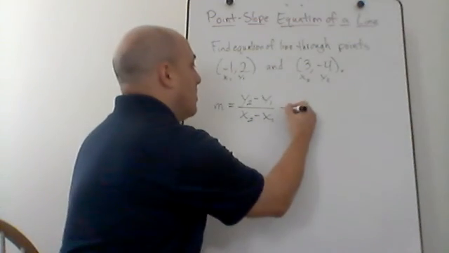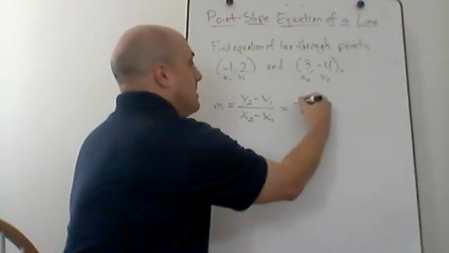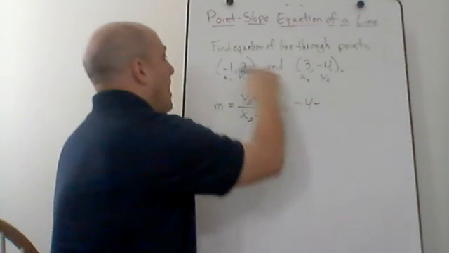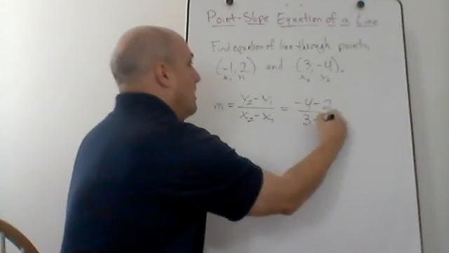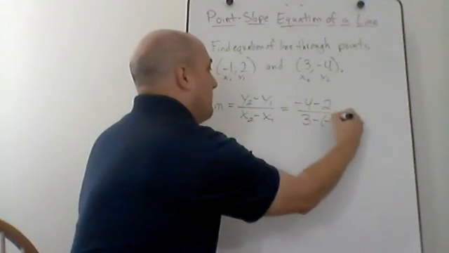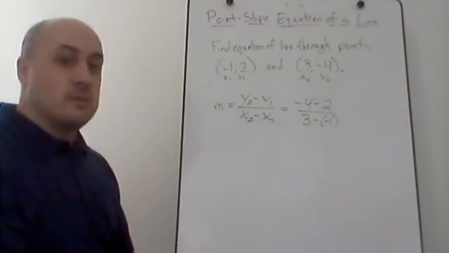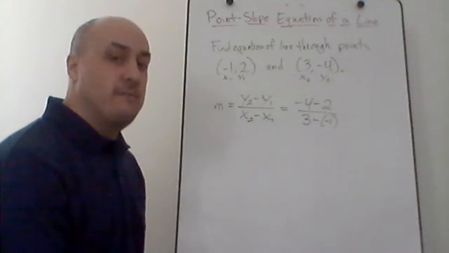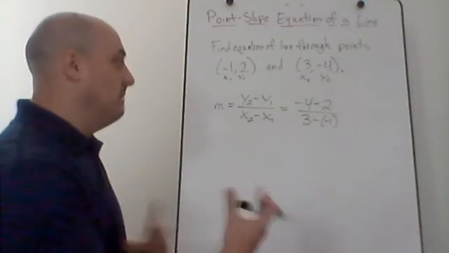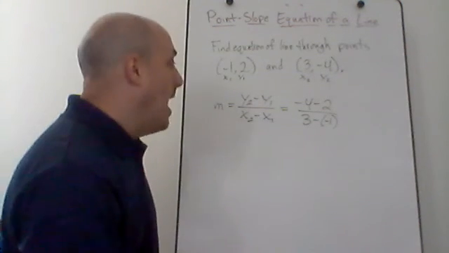All right, so my slope, y2 minus y1. My y2 is negative 4 minus my y1, which is 2, over my x2, which is 3, minus my x1, which is negative 1. I just did a video about slope and the slope formula, so if you're not familiar with what I'm doing here, you can check out that video where I go through an example of basically the same thing.